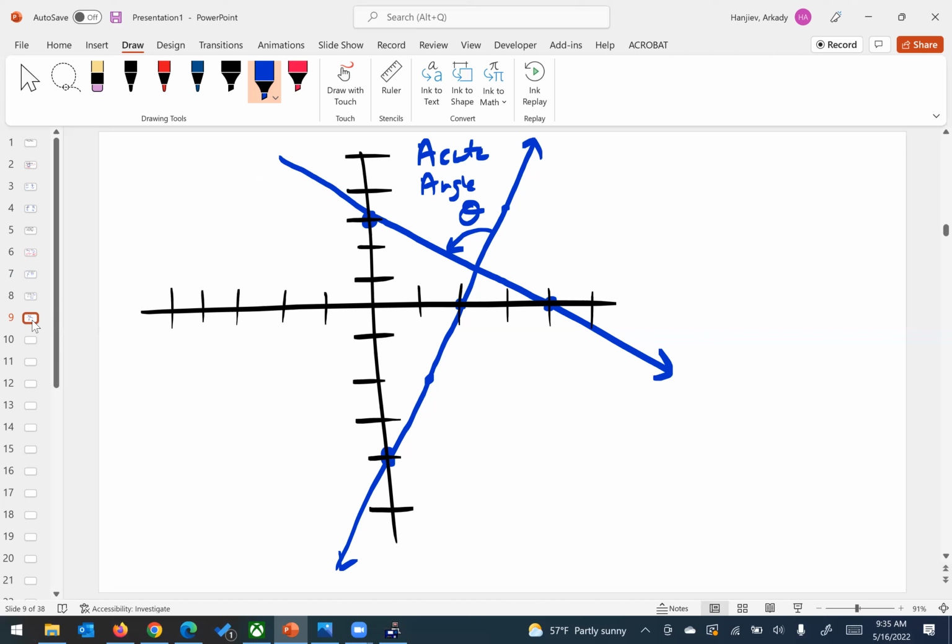So here it is. The angle is going to be tangent inverse of, you guys ready for this formula here? Absolute value of M2 minus M1, over 1 plus M1 times M2.